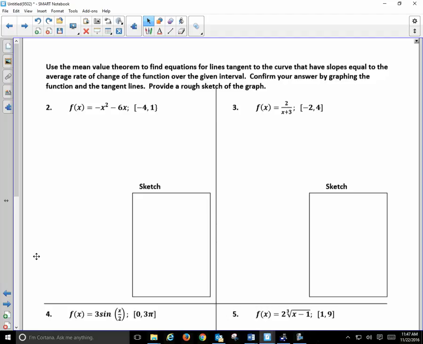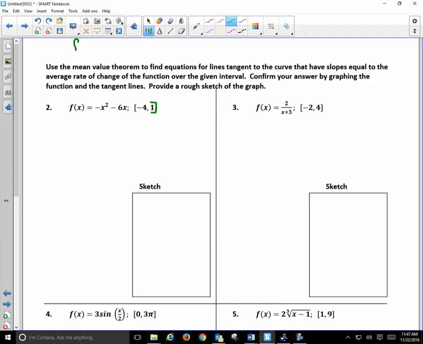So we'd like to do exactly what we did on the front side, but in a little bit more condensed version. It says we'd like to use the mean value theorem to find equations for the lines tangent to the curve that have slopes equal to the average rate of change of the function over the interval. So we look at negative x squared minus 6x from negative 4 to 1. Sorry about the raster notation.